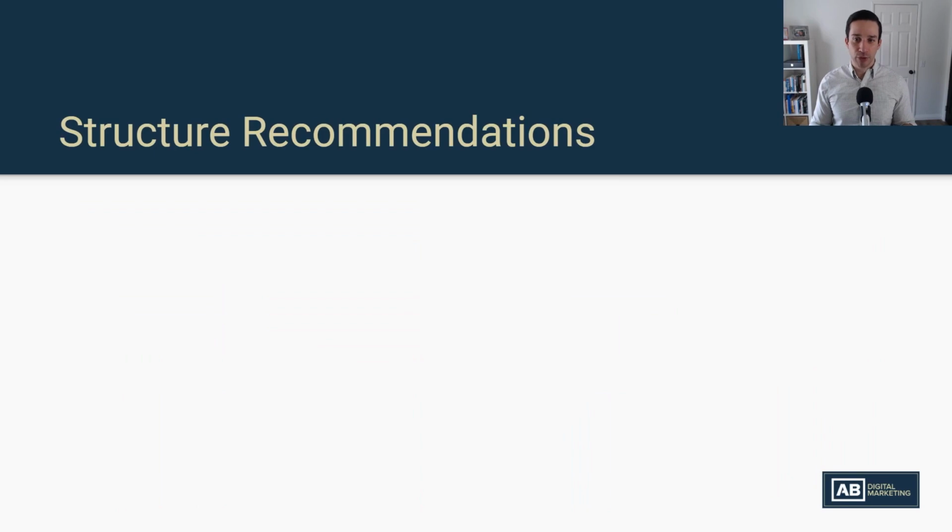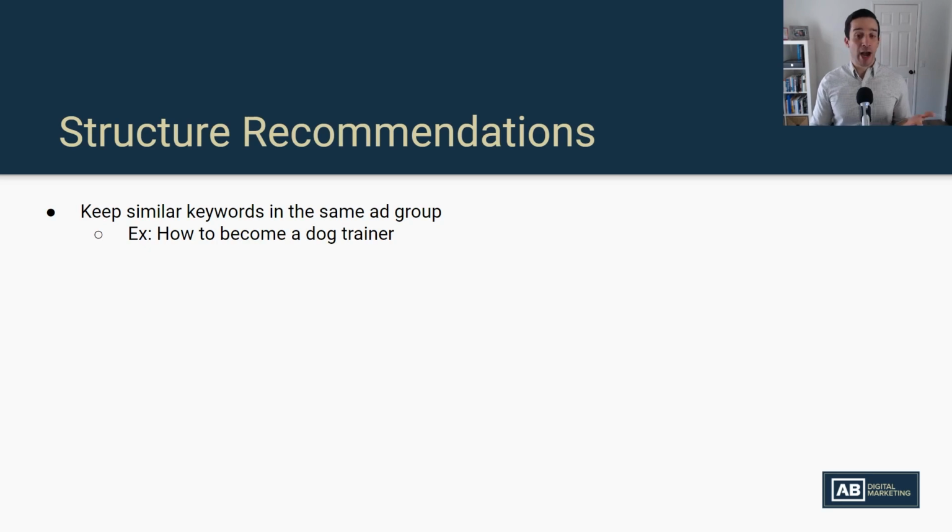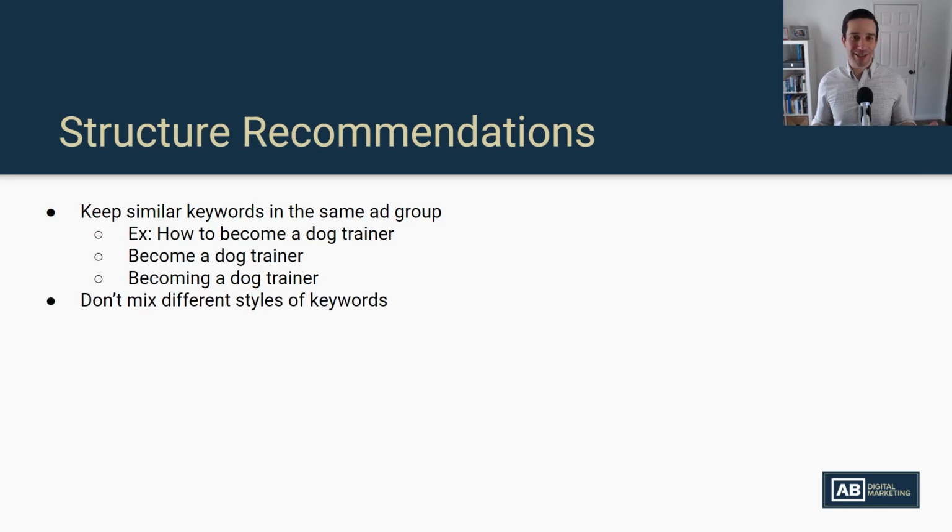But let's talk about those keywords. You want to keep similar keywords in the same ad group. An example would be, how to become a dog trainer. I can throw in become a dog trainer in there, becoming a dog trainer. Obviously, those are all super similar. I'm not going to create separate ad groups for those. So I'll stuff all of those into the same one, but I don't want to mix different styles of keywords in there. For example, become a dog trainer, that's the main keyword. And then I mix that in with dog trainer college. Yes, they're still related, and you could theoretically make the argument to group those together.